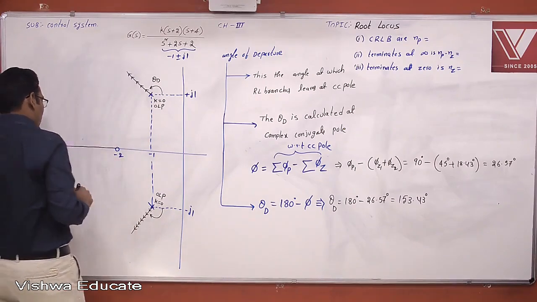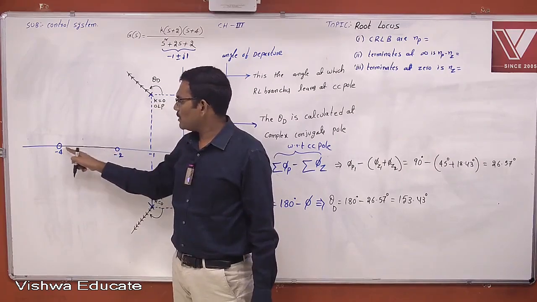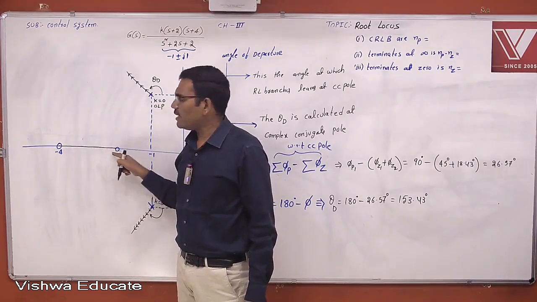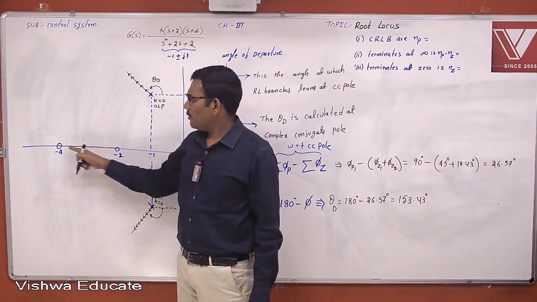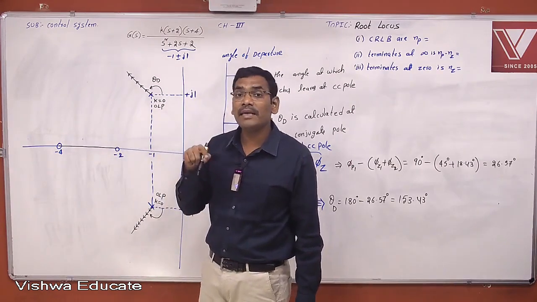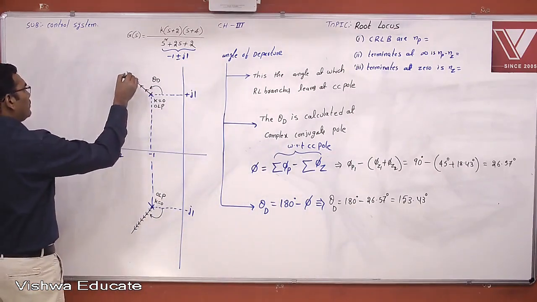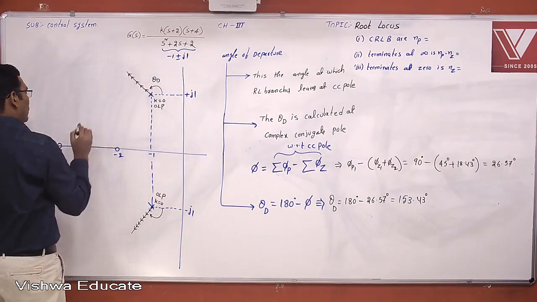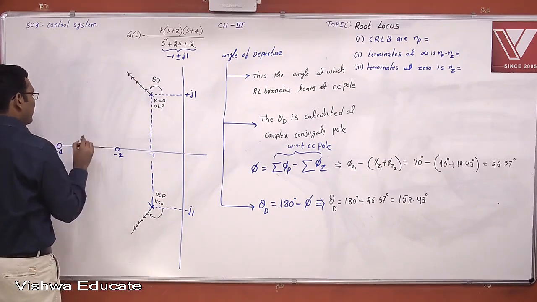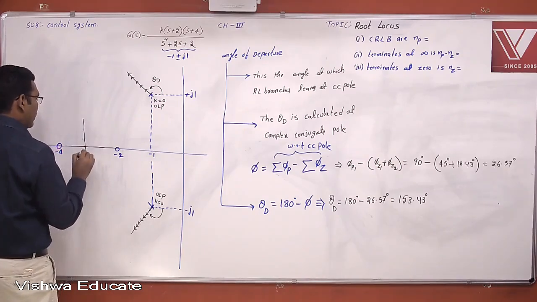Now, see here. There are two adjacently placed zeros. Between them, there is a root locus branch. And definitely, there exists one break-in point. Am I not right? And with what angle do the root locus branches enter into the real axis? They enter into the real axis with an angle of plus or minus 180 degrees.